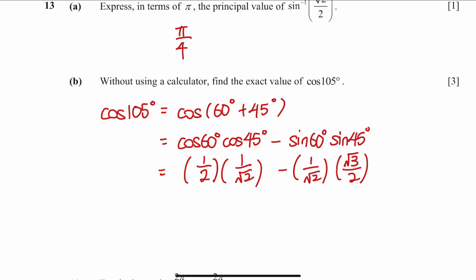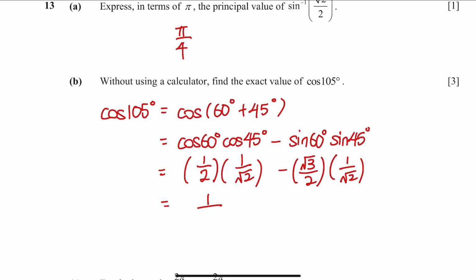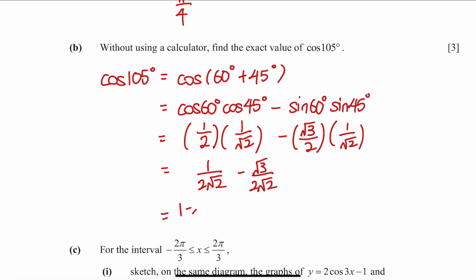It should be swapped in this case. Okay, so over here, simplify everything. It will be 1 over 2 root 2 minus root 3 over 2 root 2, which will give you 1 minus root 3 over 2 root 2. Remember, the final answer must be rationalized. There should be no surd in the denominator. So multiply this fraction by root 2 over root 2. Your final answer should be root 2 minus root 6 over 4. Okay, this is for part B.